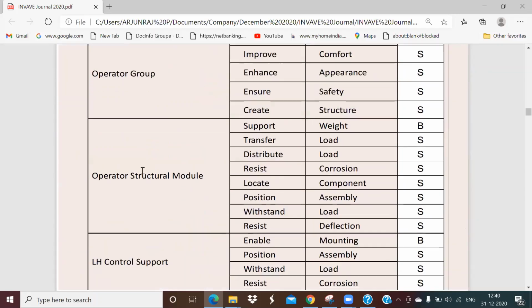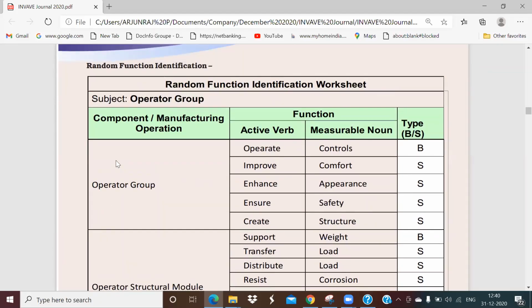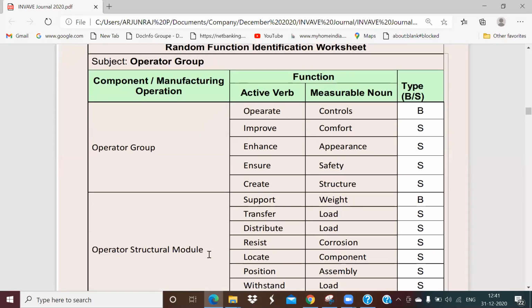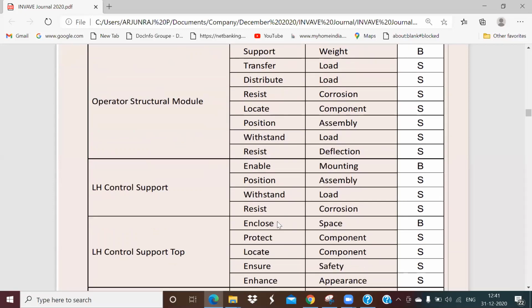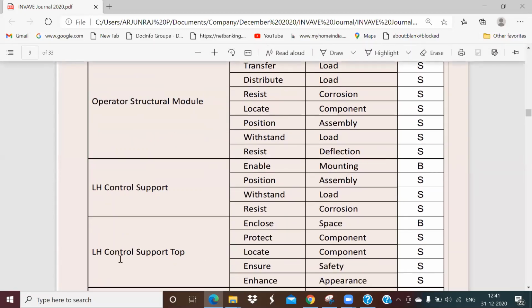Okay. Now we will see the functions. The operator operates the control and improves comfort, the basic function. What is the function of a structure module? It supports weight. The basic function of a left hand control support is to enable mounting. It also involves housing space of the control support.